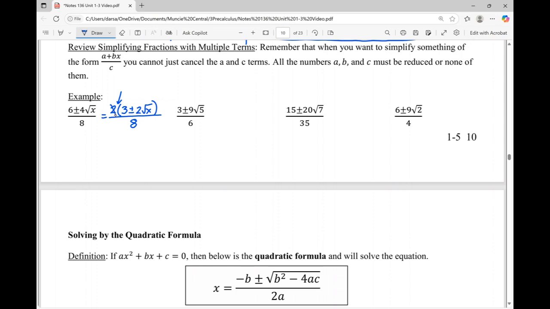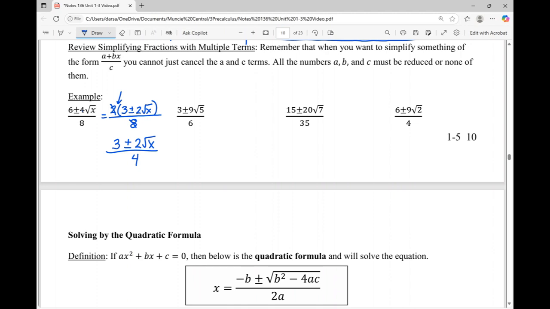So now we can take this 2 and this 8 and divide them both by 2 and get an answer of 3 plus or minus 2 square root of x over 4. So you can see that you can't just reduce the first term with the first term. You have to actually think about all of the terms at the same time, or think about factoring. So that's the long way to do it.